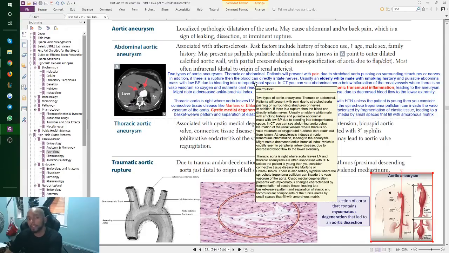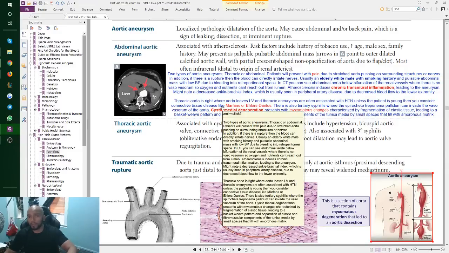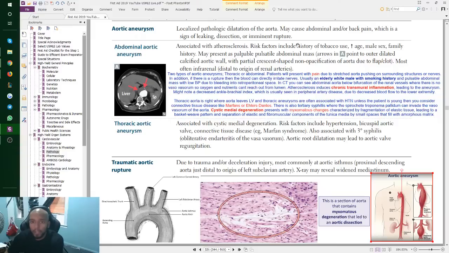I said that earlier too in the last video when we were talking about your coarctation of the aorta. So you make peripheral blood vessels, collateral blood supply under the ribs, and that causes notching of the ribs because blood is very inflammatory. Usually, an elderly white male with smoking history and a pulsatile abdominal mass with low blood pressure due to bleeding into the retroperitoneal space.